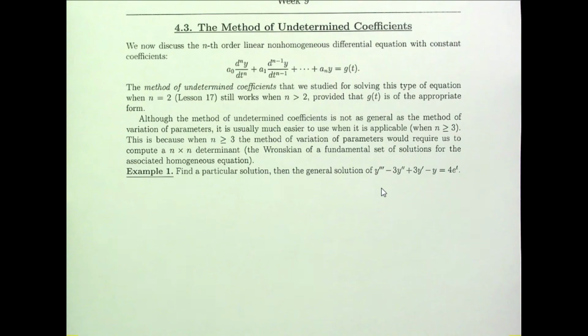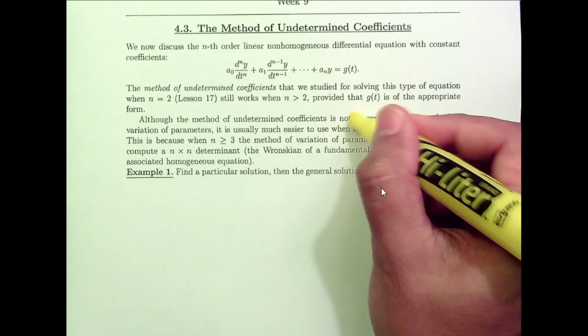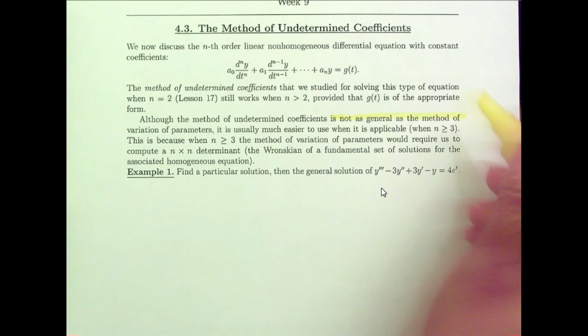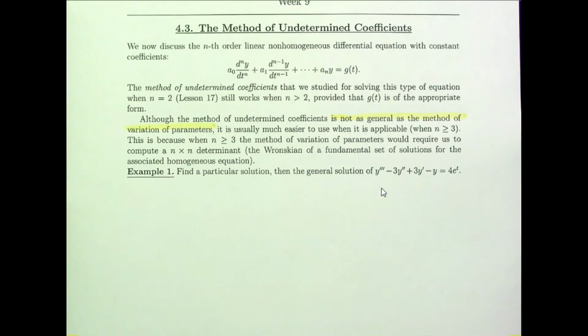So as long as the differential equation is linear with constant coefficients, the method works. And although the method of undetermined coefficients is not as general as the method of variation of parameters, it usually is much easier to use when it is applicable. The other method, variation of parameters, is more general because you actually have a formula that gives you the solution.